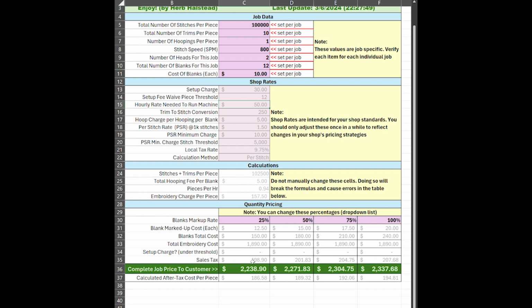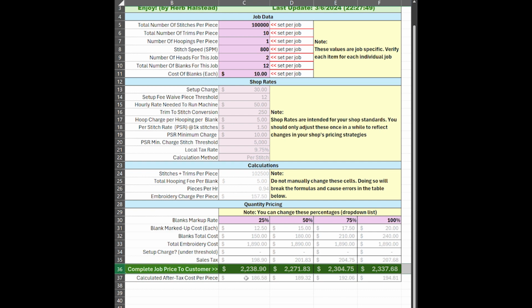And then calculated sales tax is based on all of these numbers times your local tax rate, which is up here. So it would add all these together and then multiply it by your sales tax, and it would give you this row. And then it would add all that up and give you the complete job price to the customer. And so in this case, this job would range from $2,238.90 to $2,337.68 based on all of these various factors.